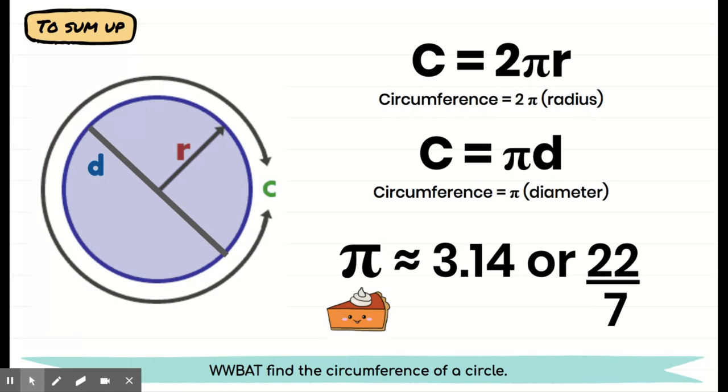diameter. Now, we learned that to find the circumference, or the distance around the circle, you can use the formula 2 pi r, which is 2 times pi times radius, or you can use pi d, which is pi times the diameter. And pi is approximately 3.14 or 22/7. The questions will tell you which number to use.